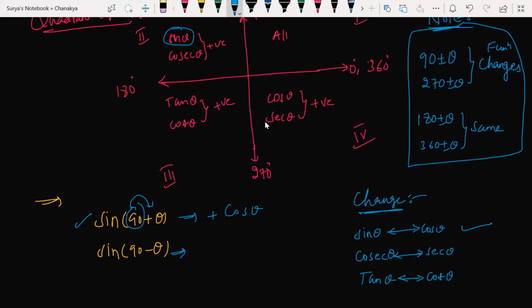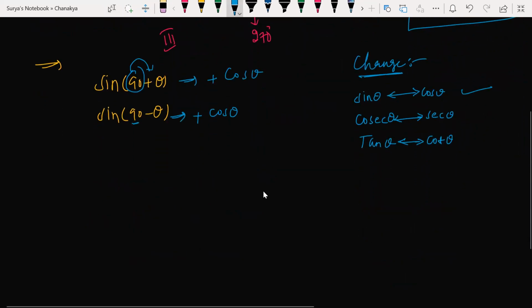Now sin 90 minus theta. Which quadrant is this? First. 90 minus means backward. First quadrant, where all will be positive. So we have 90 here, and 90 means sin will change to cos theta. That's it. Understood my point? Is it clear? Yes. Next.